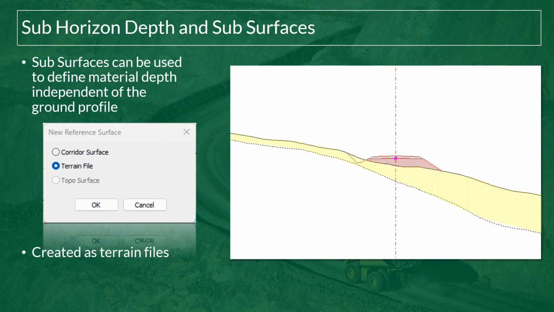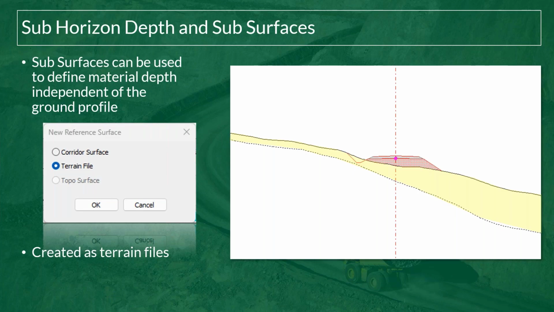So our final topic is all about the sub-horizon depth and subsurfaces. This is where we're going to show you how to use an independent terrain file as your depth for your different sub-horizons, as opposed to setting different depths along the center line. We're actually going to bring in a terrain file. So part 1, we're going to show you just how to work with the terrain file and what that process looks like inside the software.